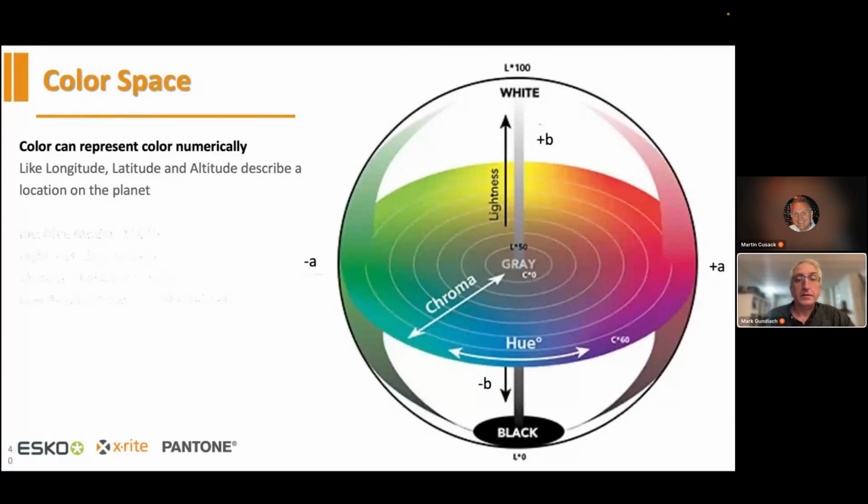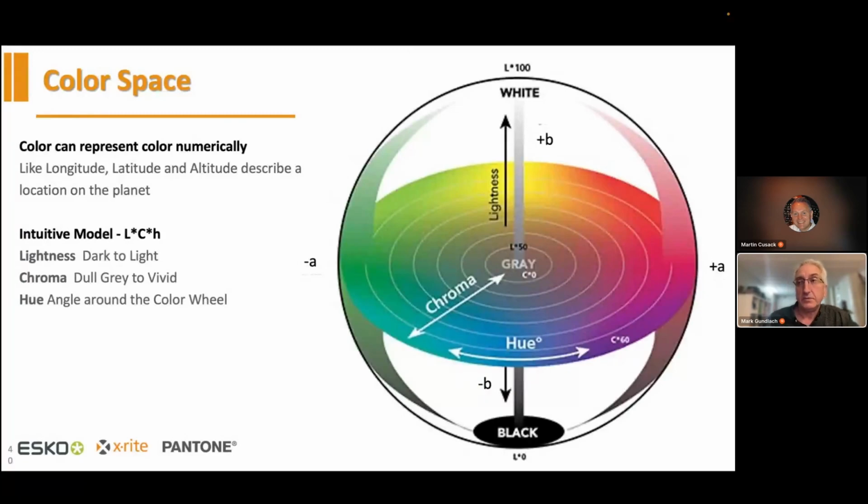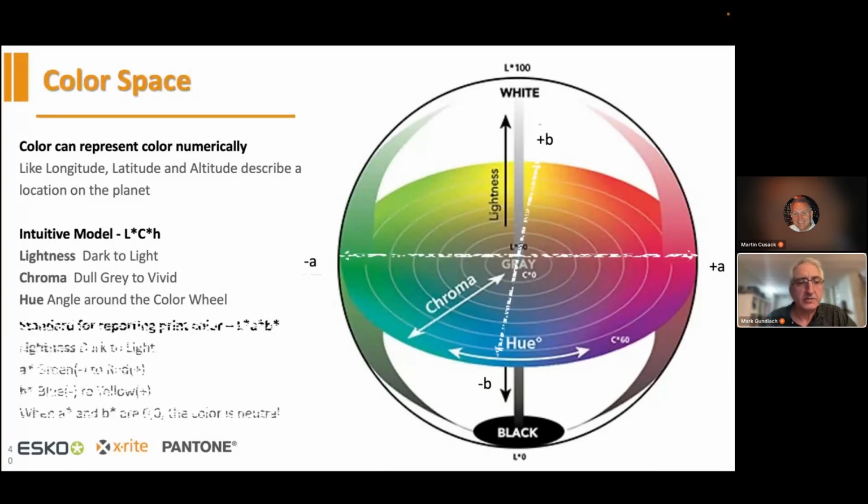The most intuitive model, which was actually used somewhat by designers in the past, is looking at chroma and hue next, so the C and H. Chroma describes how vivid or saturated the color is, or how dull it is. And hue is just going around the color wheel and looking at the hue angle around the color wheel. Most of us in the press room, and for most of our tolerancing, are going to use LAB.